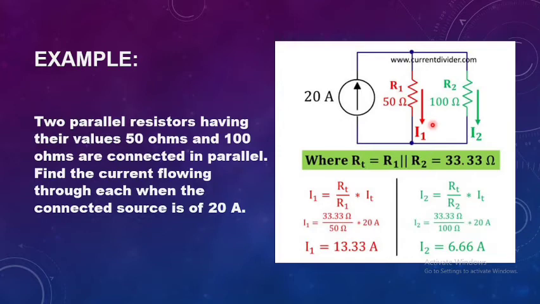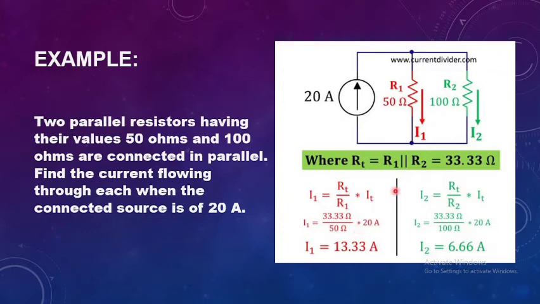So we are looking for the current flowing through each when connected in 20 amperes. So we need to find the current of I1 and I2. So by using the formula, and then substitute the values.